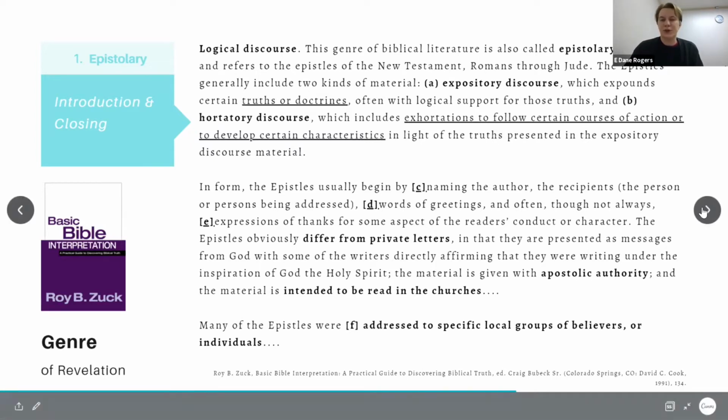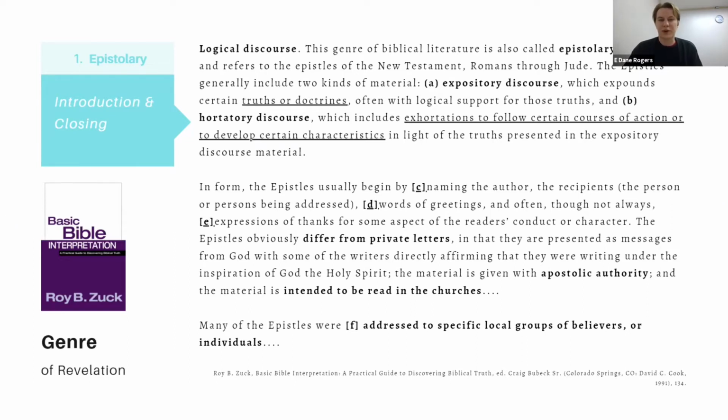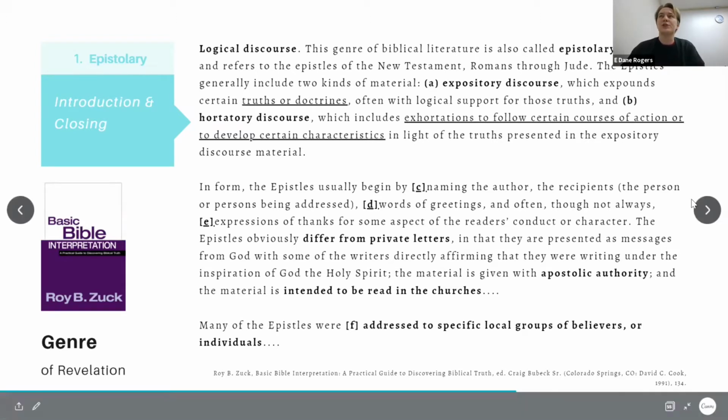And what we'll notice as we go through Revelation is it's a tapestry of all sorts of genres. We're only going over three of them, but we're going to see hymn in there. We're going to see poetry. It will quote from the Old Testament quite often. So these are just the major three.